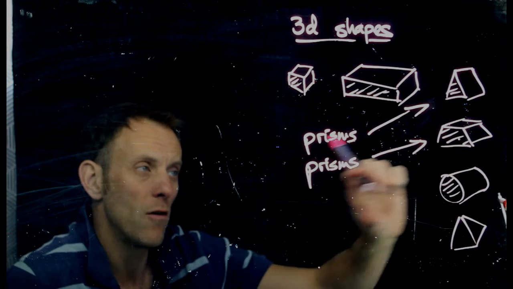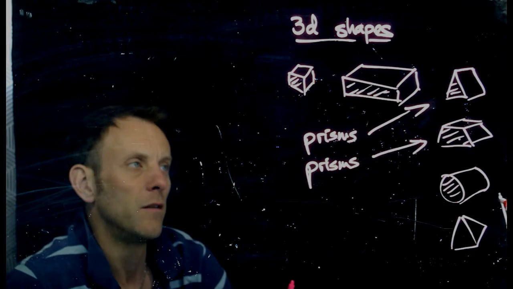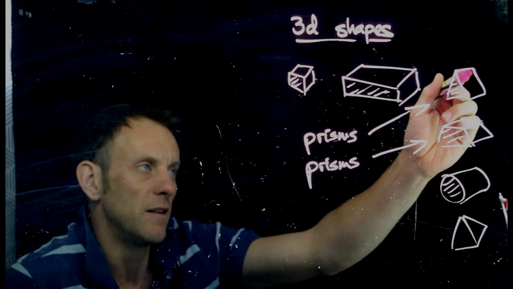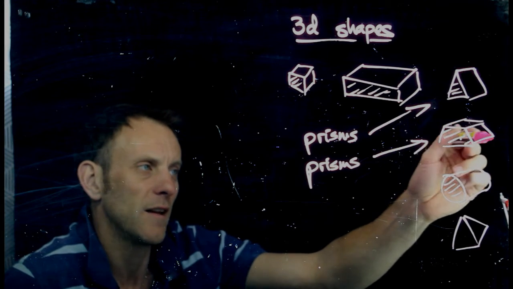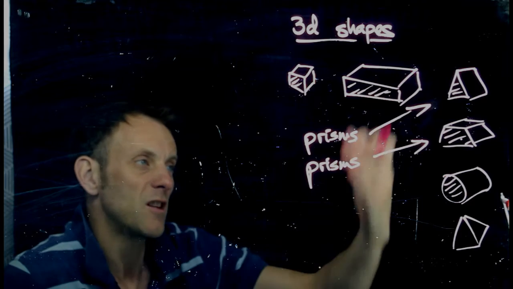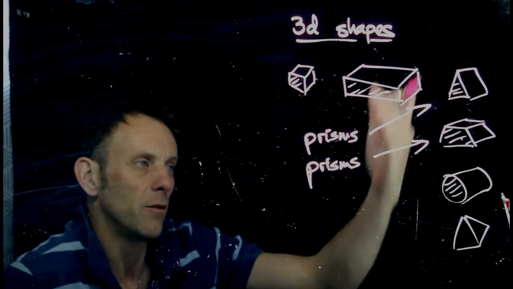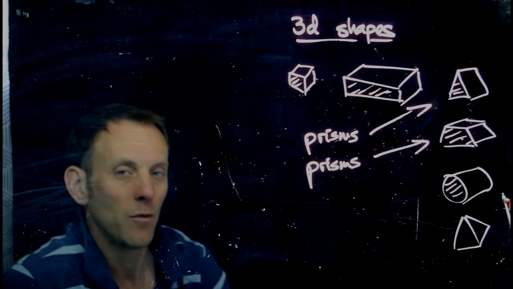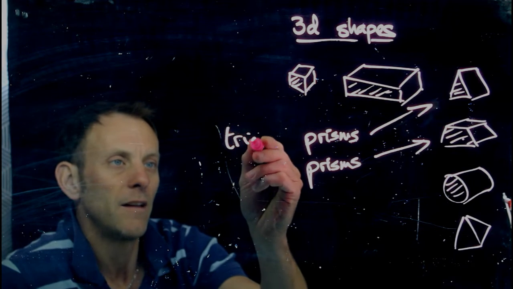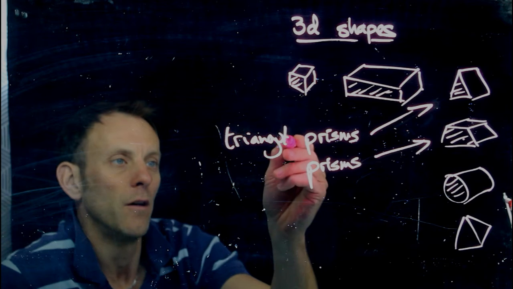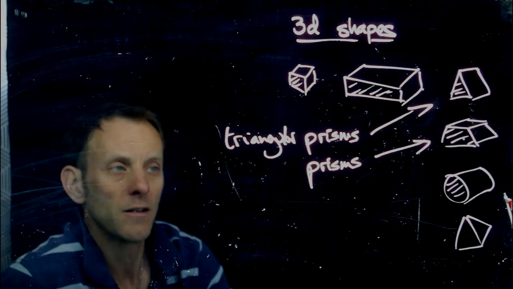It's the same right the way through the shape. So the triangle at the front is exactly the same as the triangle at the other end. The trapezium at the front of this is exactly the same as the trapezium at the other end, and if you were to cut the shape at any point through it, you get exactly the same cross section. The top ones are called triangular prisms, so they have a triangle cross section.